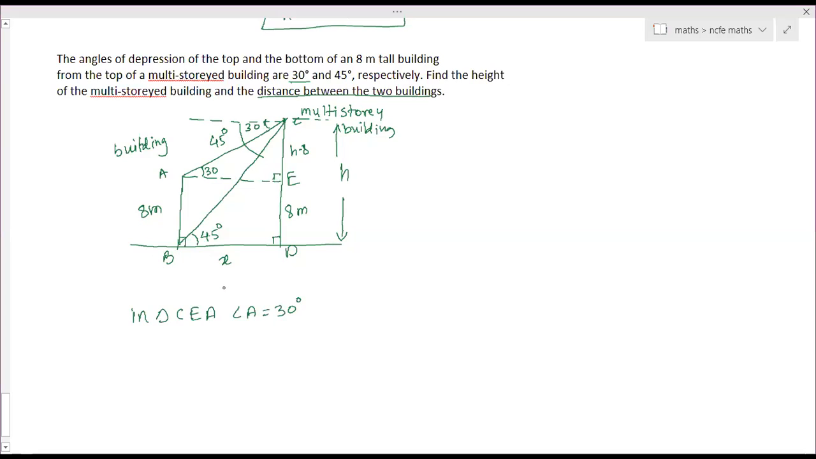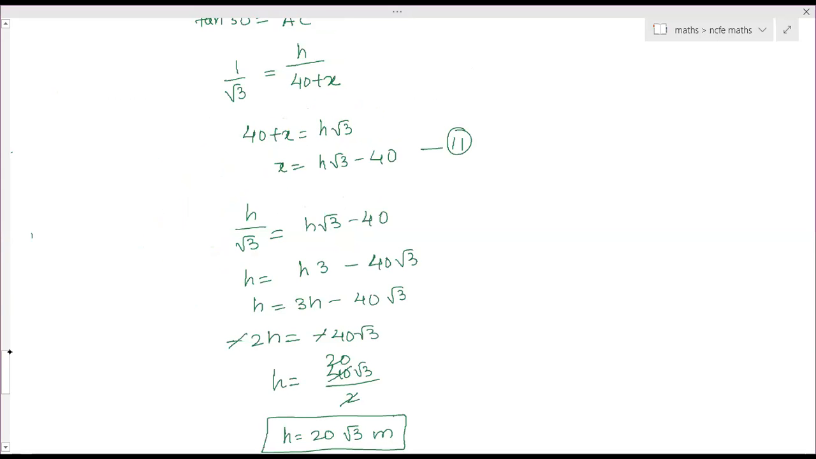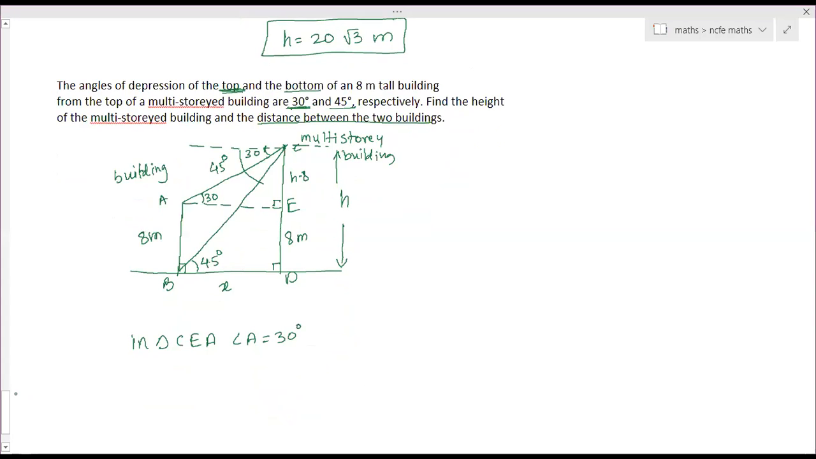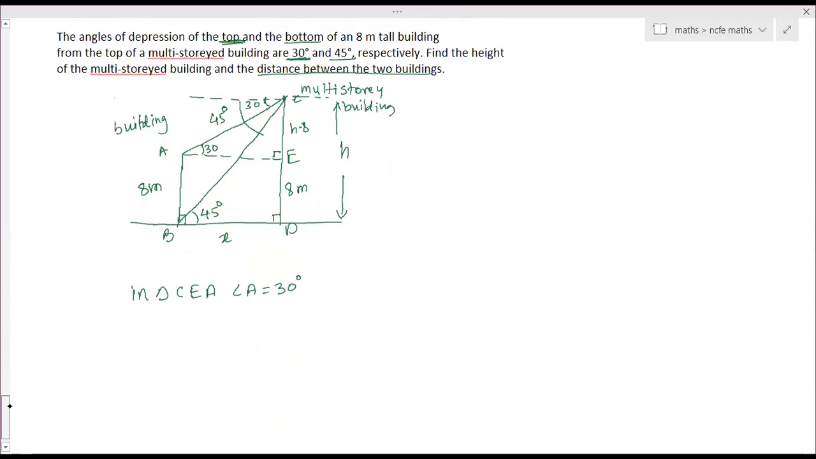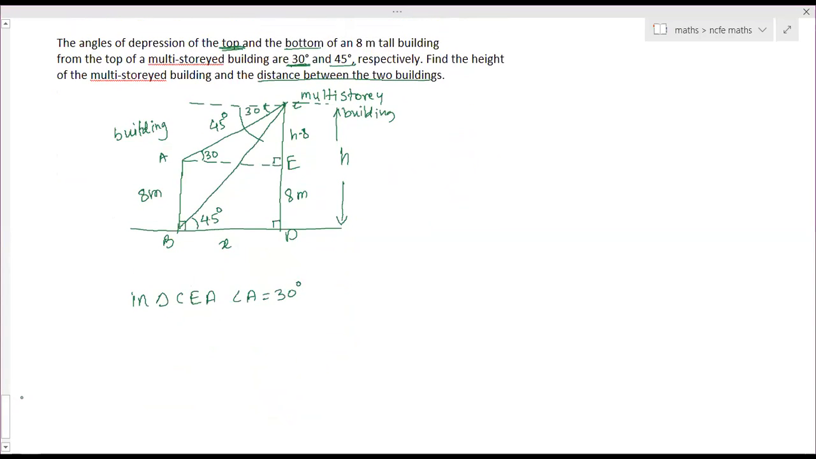What's the doubt? Ma'am, they said over here, from the top of a multi-story building, are 30 degrees and 45 degrees, respectively. Yeah. So the top is at a depression of 30 degrees, and the bottom is at a depression of 45 degrees. Ma'am, shouldn't it be the other way around? I know angle of depression means, like you told, from here to here it'll be down, but I'm still a bit confused.